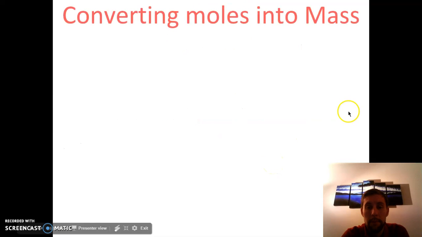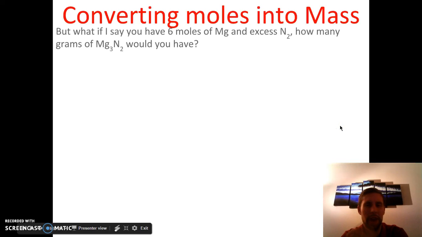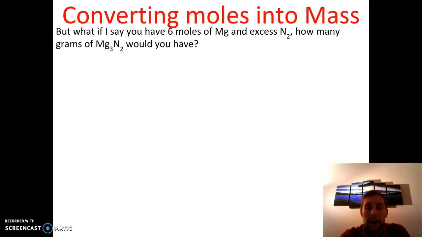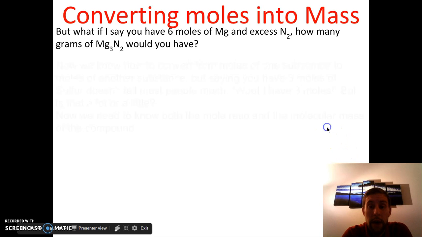Alright, let's step it up. Let's do moles into mass. Two-step problems. You got this. So let's say you got 6 moles of magnesium and excess nitrogen. For now, we don't have to worry about the nitrogen because it's excess. We got lots of it, so it's not going to come into play in our equation. How many grams of magnesium nitride would you have?